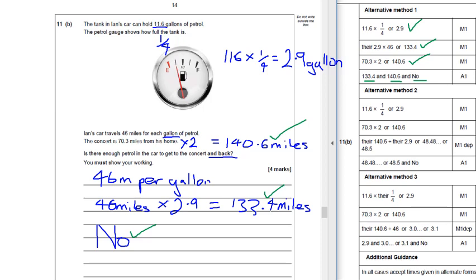Okay, there's a different method. Here, they've worked out how much petrol, they've worked out how far it is, and then they're working out how many gallons of fuel they need to do that amount. So they're saying they need 48 or something. I don't know. Right, not bothered.